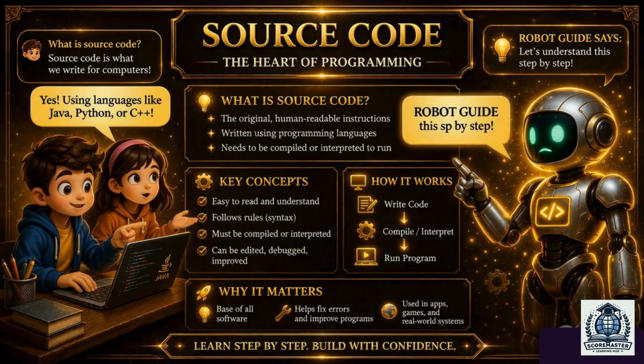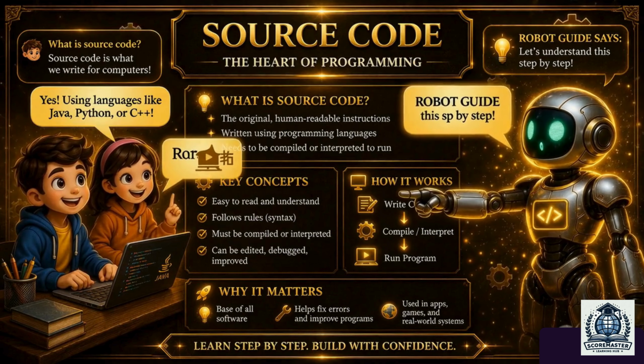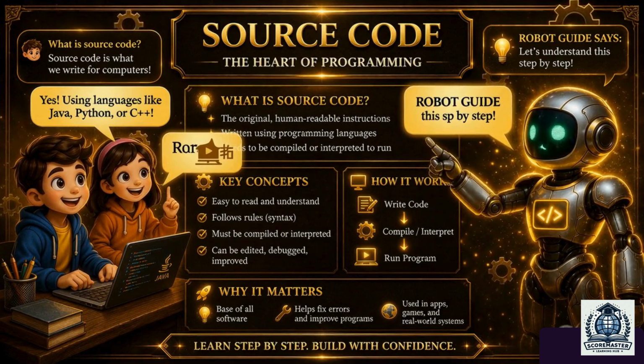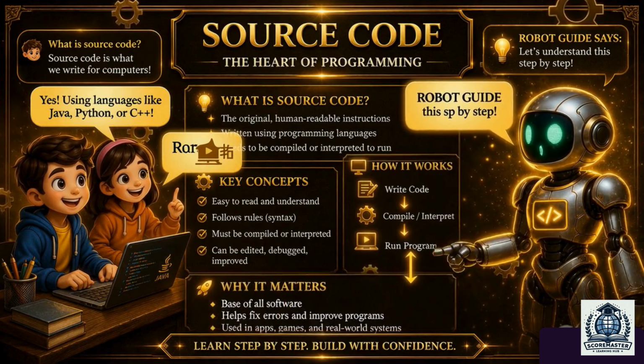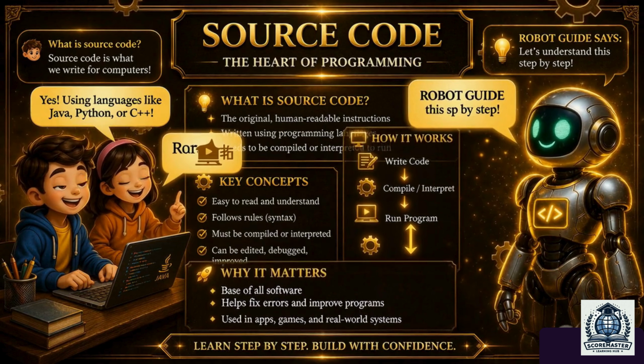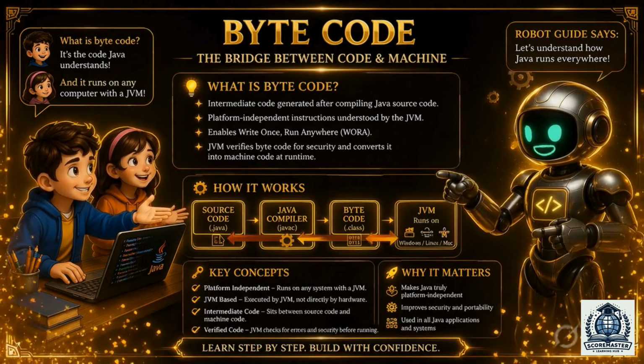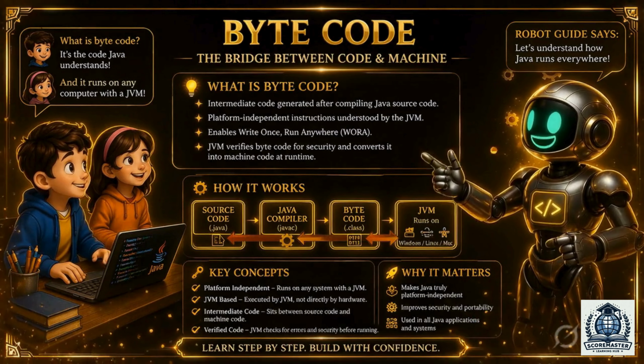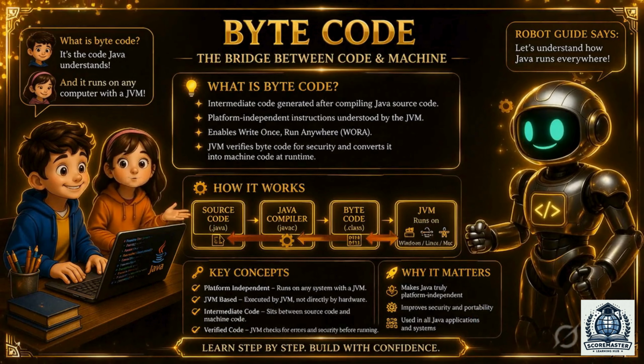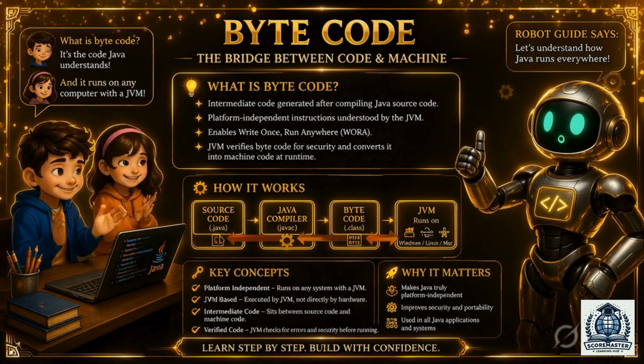Source code is the starting point of every program. It is written in a human-readable form using programming languages like Java. This code is then compiled or interpreted to run on a computer. Source code is the code Java understands, and it runs on any computer with a JVM. So it's like a bridge between our code and the computer? That's the write once, run anywhere principle.